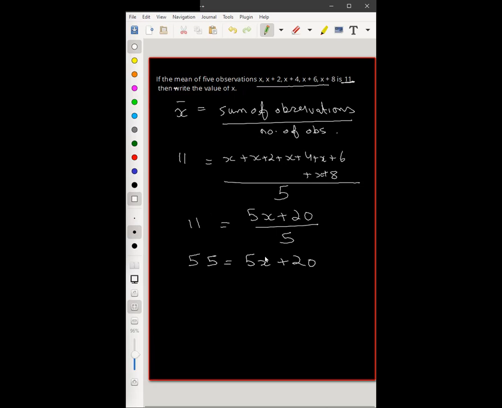Okay, continue. So 55 minus 20, that will be 35 upon 5, right, so x will be 35 upon 5, which is 7. Right, don't make a mistake in counting the x's. Sir, I did the same method, just took 4x instead of 5. Yeah, that's what I'm saying. So take care of that. You know there are 5 observations and all the x's are there, so it will definitely be 5x only, right? Okay.